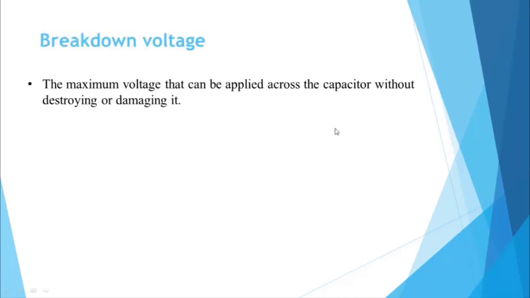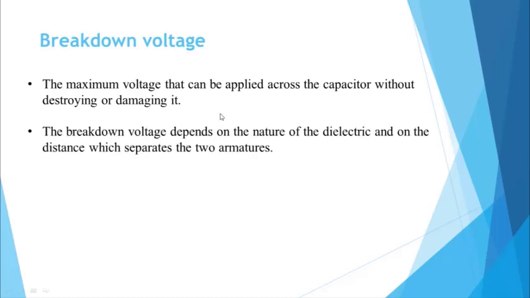A capacitor cannot tolerate any voltage, so we have to define the breakdown voltage, which is the maximum voltage that can be applied across the capacitor without causing destruction or damage to it. The breakdown voltage depends on the nature of the dielectric and on the distance which separates the two armatures.